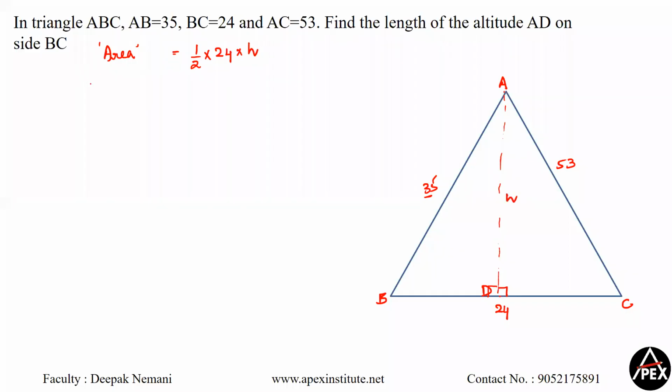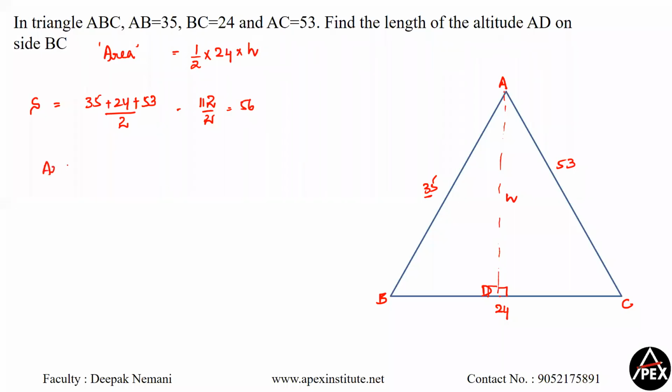So can we find the area? Yes. So first let us find the value of semi-perimeter. So this is equal to 35 plus 24 plus 53 by 2. What is the value of this? Quick responses, guys. 112. 112 by 2 is 56. Okay. So we have the value of S here.